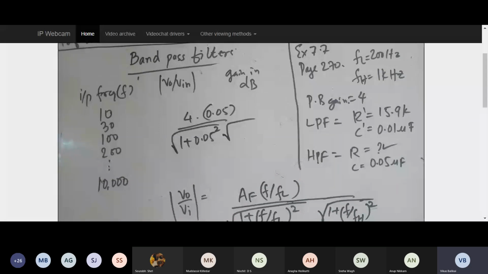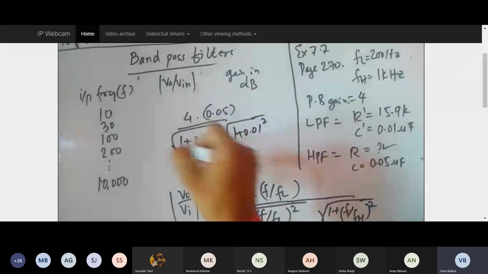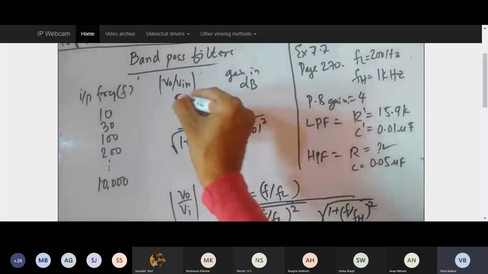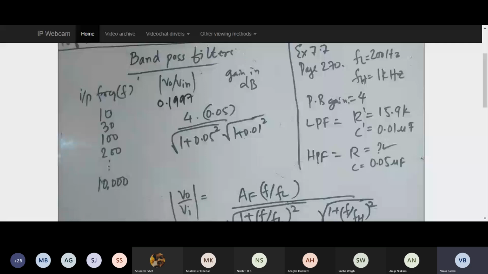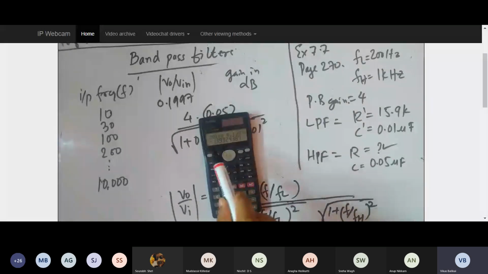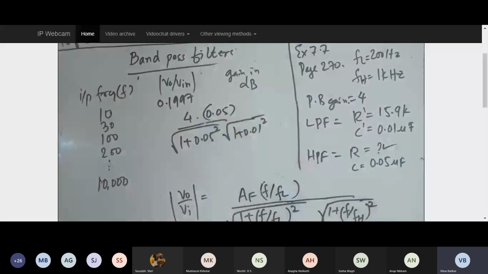So it is (1.01) whole square. This you have to solve, and whatever value you get, you have to substitute over here. So he is getting the value 0.1997. And then you do this by using the calculator again, using the formula 20 log of 0.1997. See, I have done it over here. As you can see, 20 log of 0.1997, if I do it, I'm going to get minus 13.99 dB. So I'm going to mention it over here, minus 13.9.